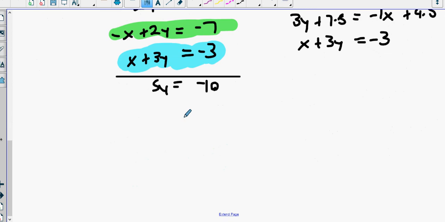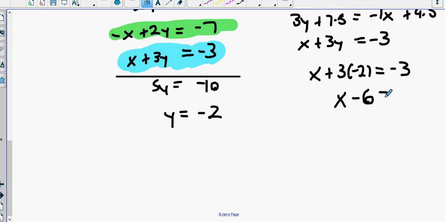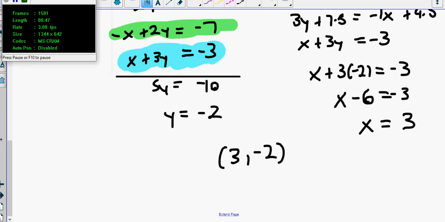And y equals minus 2. Is that right, you guys? y equals minus 2. And if y equals minus 2, then 3 times minus 2 is minus 6. And this means that x will equal 3. Did anybody get 3, minus 2? Anybody at all? Alright, good job, lads. Keep going.